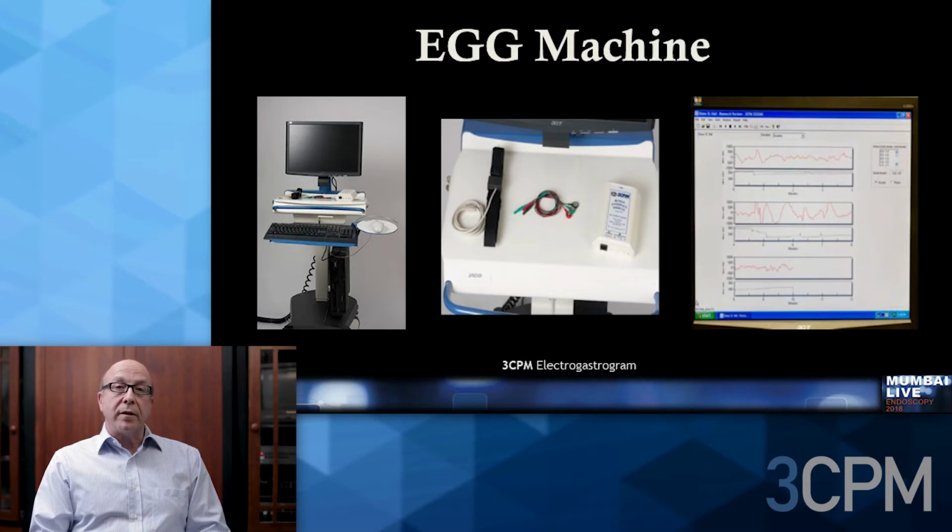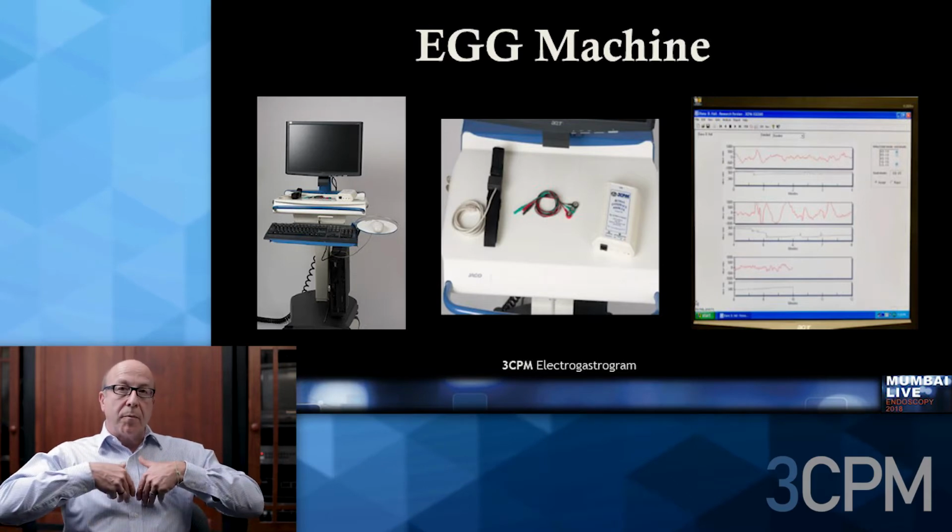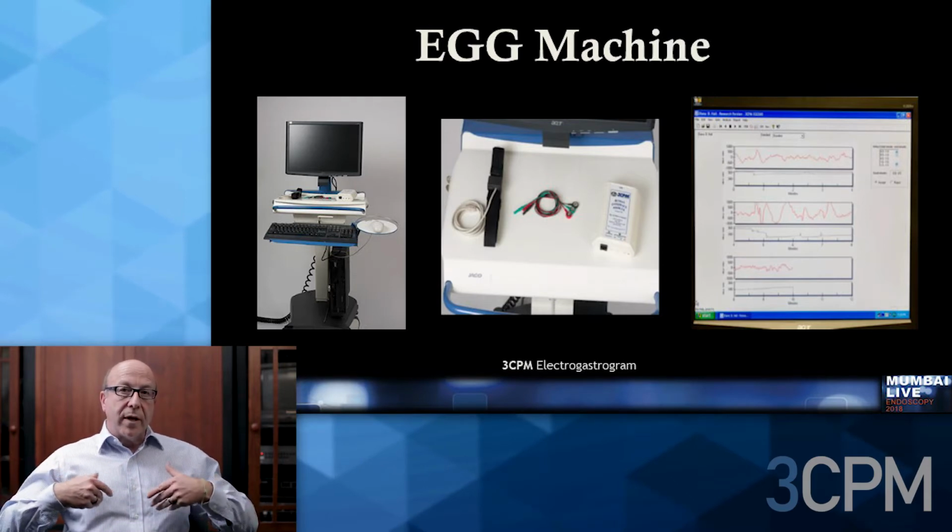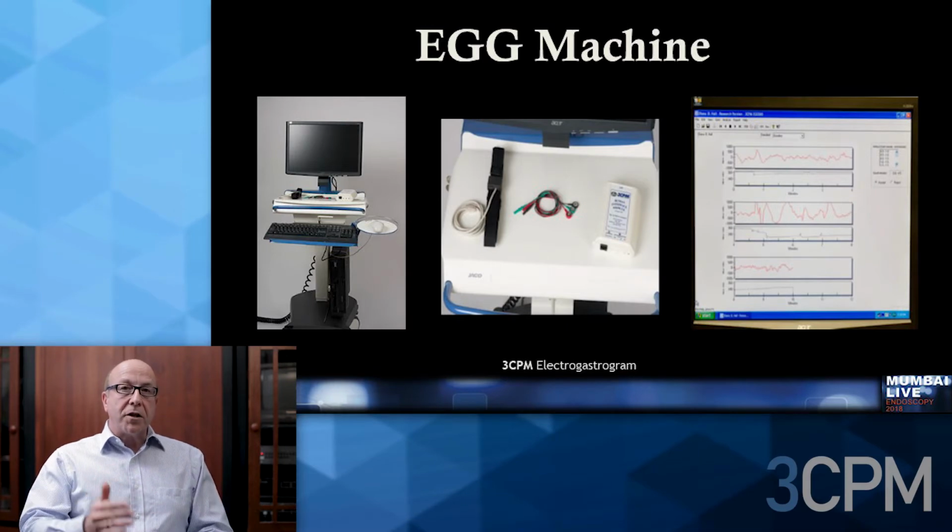The EGG machine is a very simple device. It consists of a monitor with a standard computer on a stand with its associated keyboard and mouse. And then there is also a respiratory belt that attaches around the upper portion of the chest of the patient so that the device can sort out respiratory frequencies, as well as electrodes that will attach to the patient's abdomen, and the human interface device, which is the brain of the system.